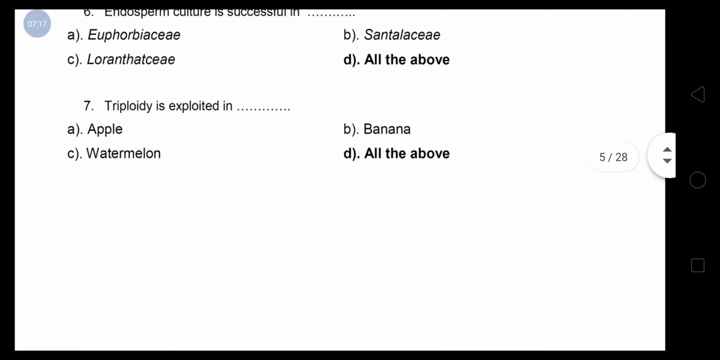Triploidy is exploited in apple, banana, and watermelon. It is most popular in apple as well as watermelon and bananas. All the currently cultivated bananas are triploid because they are seedless.